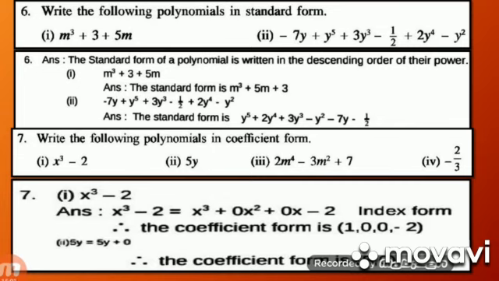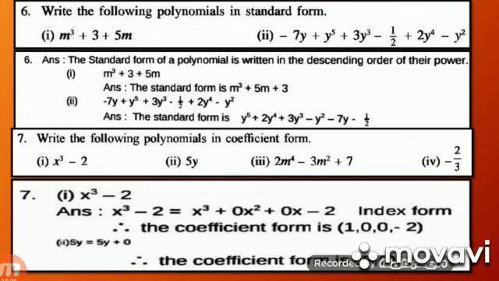The second, minus 7y plus y raised to 5 plus 3y cube minus half plus 2y raised to 4 minus y square. The standard form is y raised to 5 plus 2y raised to 4 plus 3y cube minus y square minus 7y minus half.